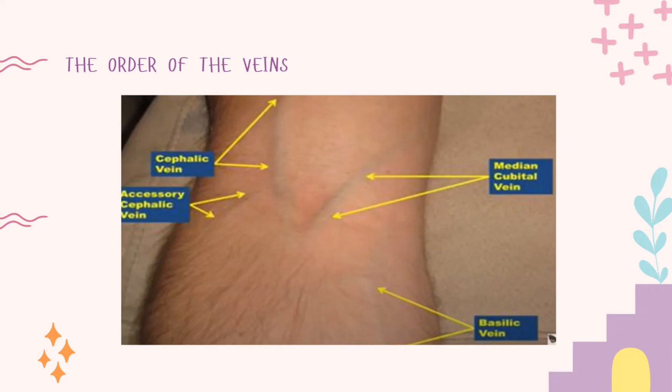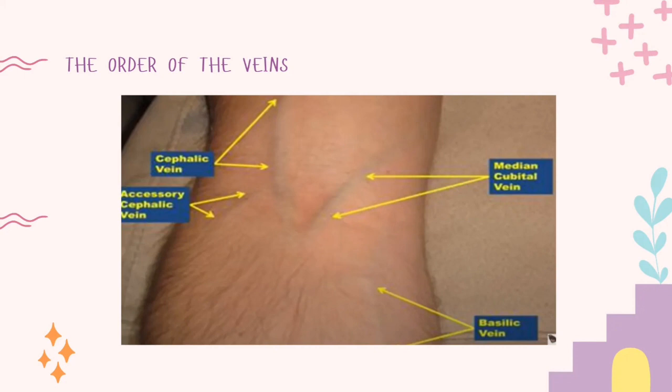There is an order of veins that we need to follow when we are attempting to draw blood. So as you can see, we have three major veins. We need to take a look at the first, the median cubital vein. This is the primary vein we should be looking for when inspecting an arm.